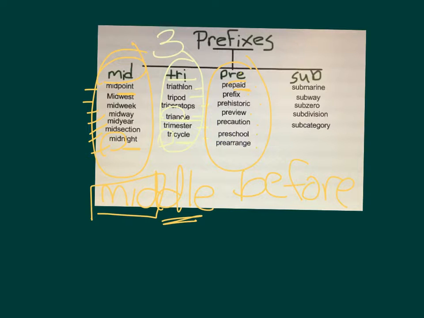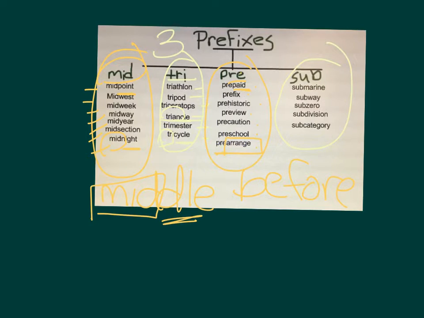Oh, so sometimes when I buy Girl Scout cookies, I have to prepay. I have to pay for my cookies before I get them. Let's look at another one. Prearrange. My base word is arrange. My prefix is pre. So I'm going to arrange something before. I'm going to pre-arrange. So I could pre-arrange the dishes on the dinner table. I could arrange them before the meal. Take a minute and look at the other words under pre. See if you can figure out what their meaning is.